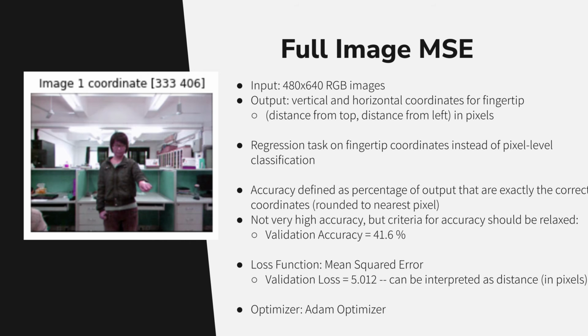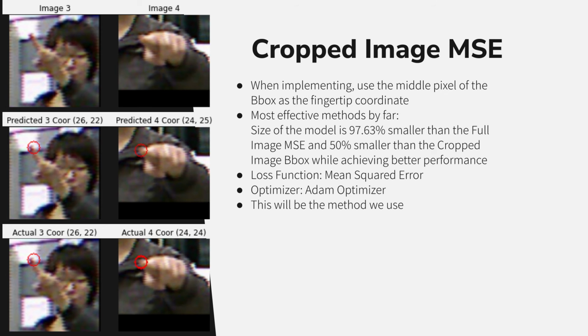The next approach that we tried is full image MSE, where we take the entire image as input without cropping. And we train the model to perform the regression task of finding the vertical and horizontal coordinate of the fingertip. The accuracy is defined as the percentage of outputs that are exactly correct when rounding to the nearest pixel. The accuracy is not very high, but the criteria could also be relaxed because the fingertip itself actually spans multiple pixels. Lastly, we have the best of both worlds, the cropped image MSE.